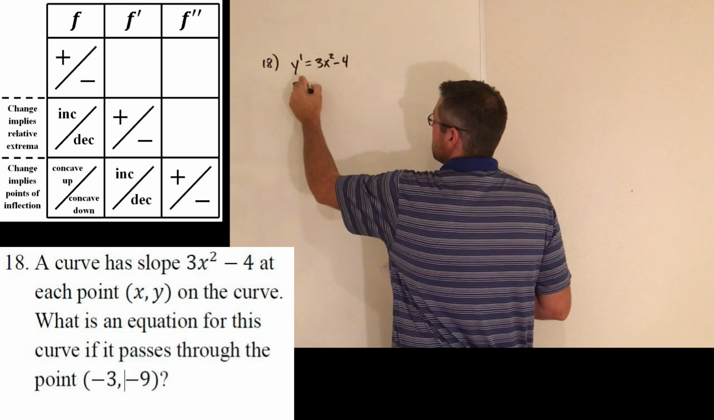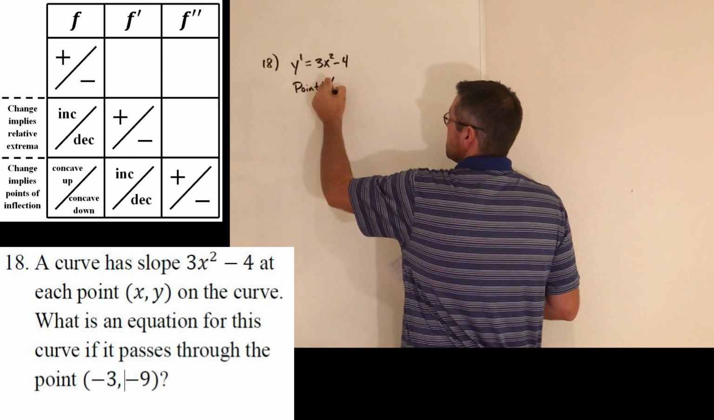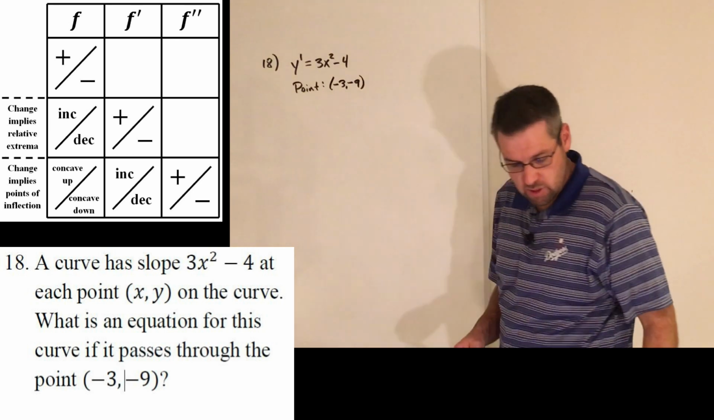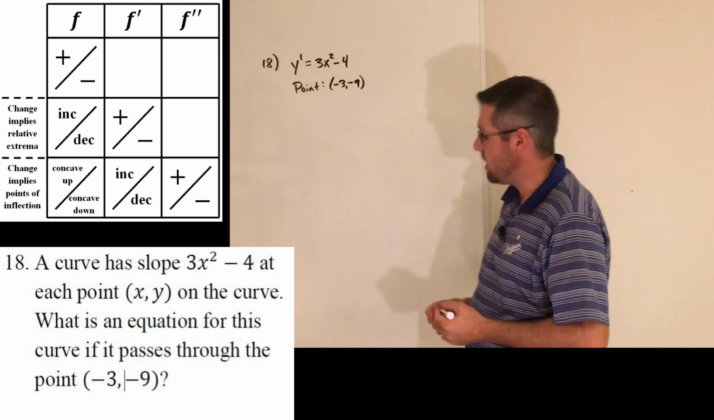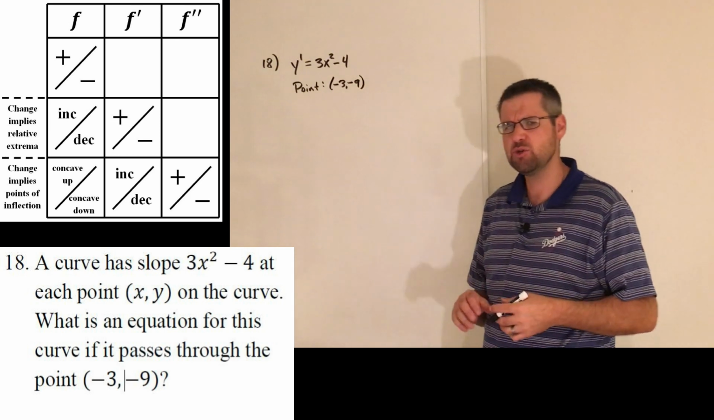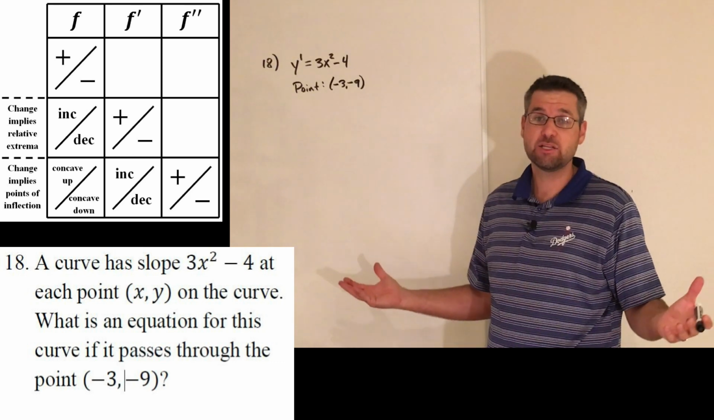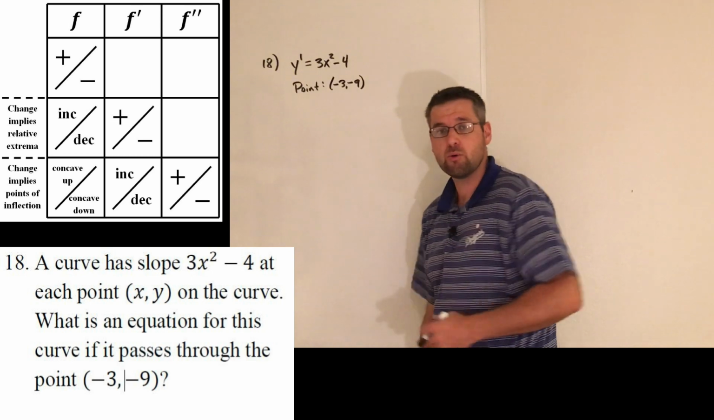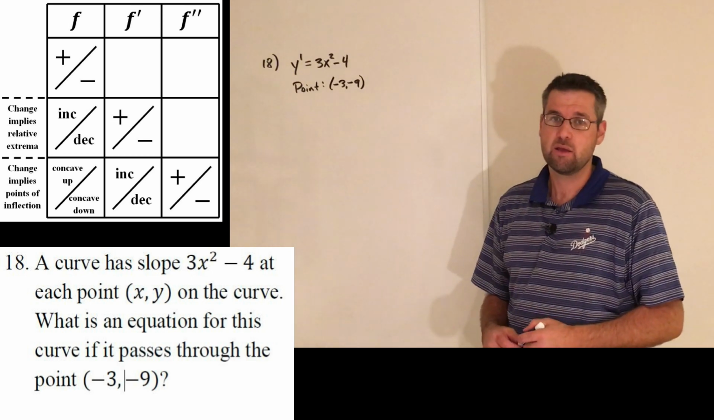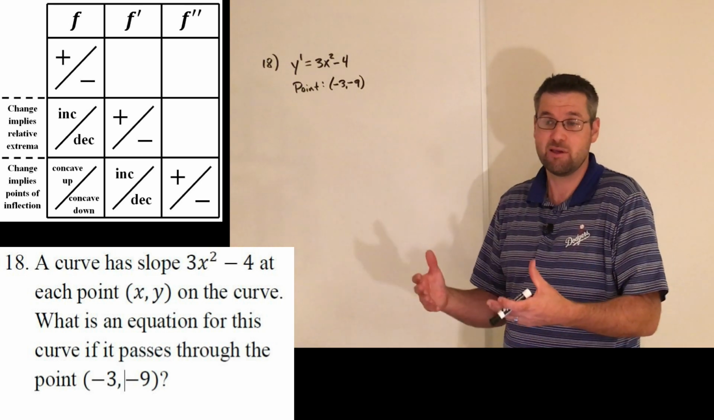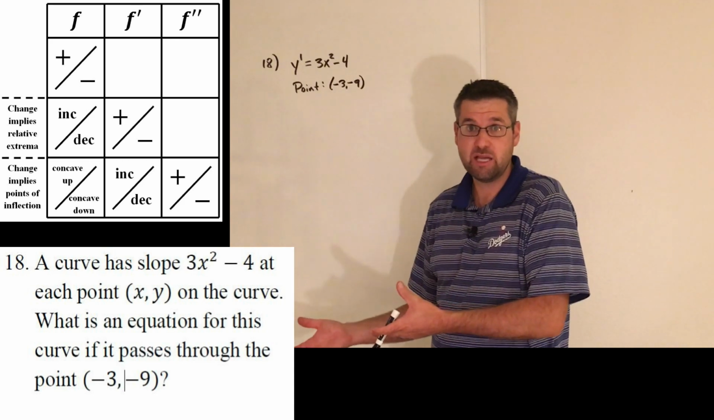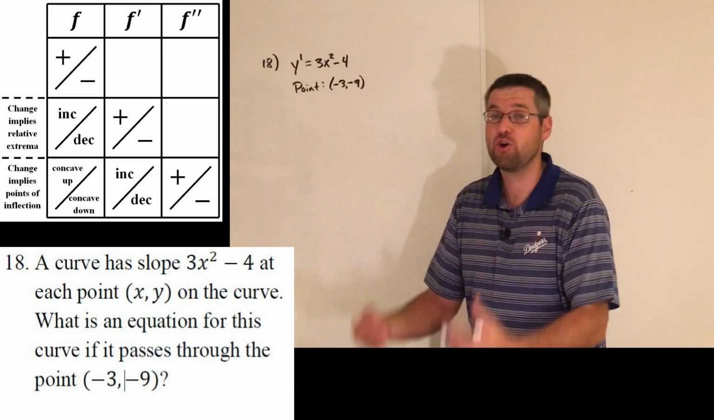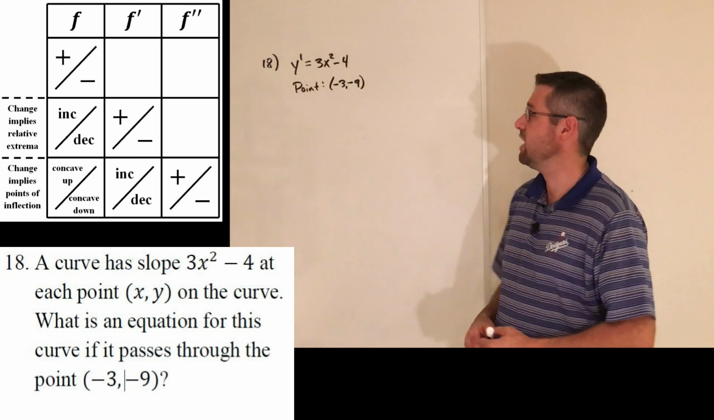So let me write this down. Point is -3, -9. A lot of students on this, in the past, I see a lot of students thinking, oh, it's the tangent line. I just got to create the tangent line. No, it's not the tangent line. If it said, find the equation of the tangent line, it'd be the tangent line. It is asking for the equation of the curve, not the equation of the tangent line.